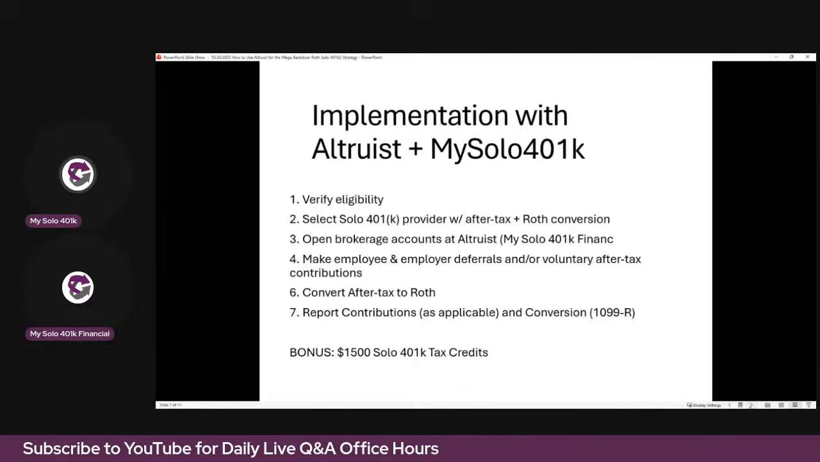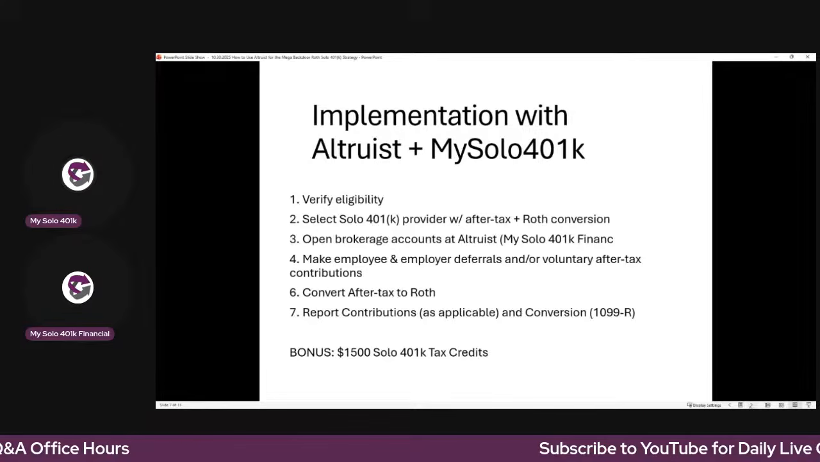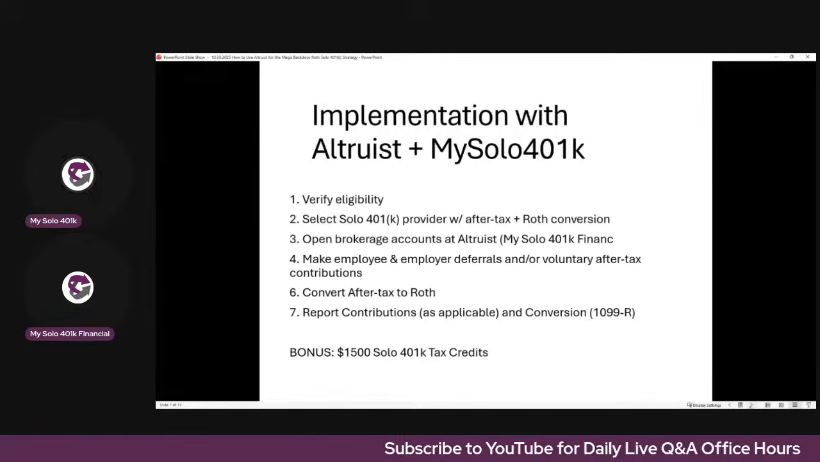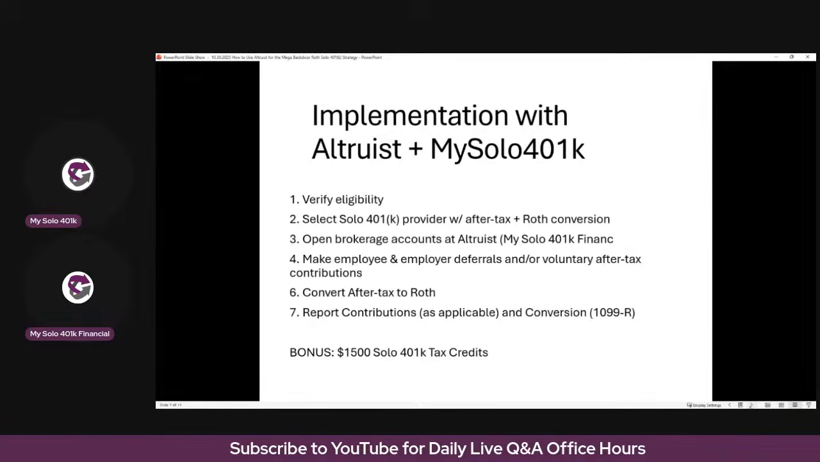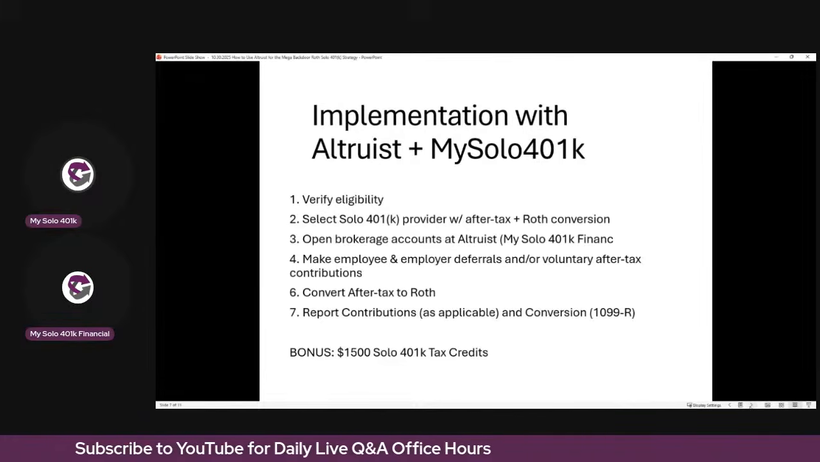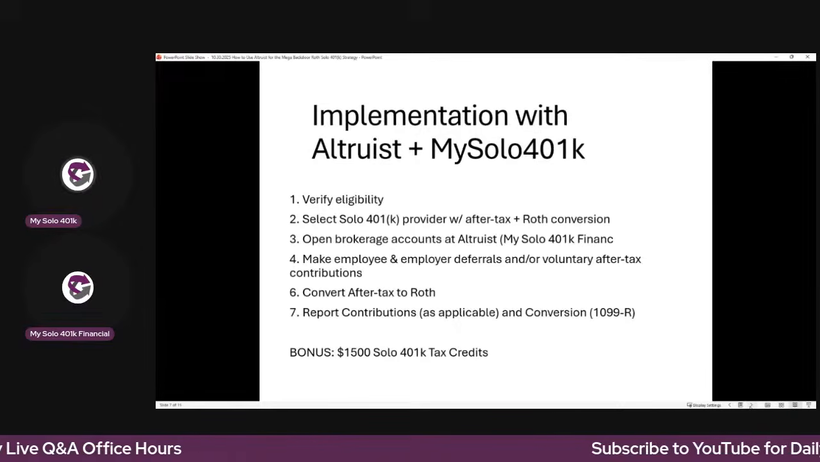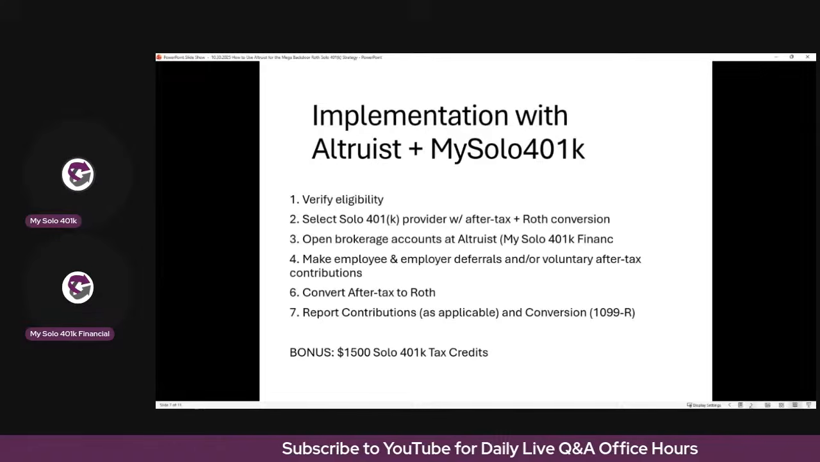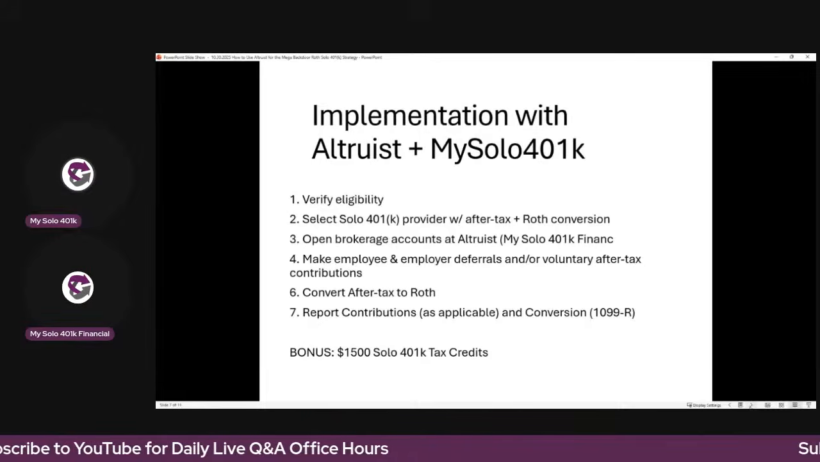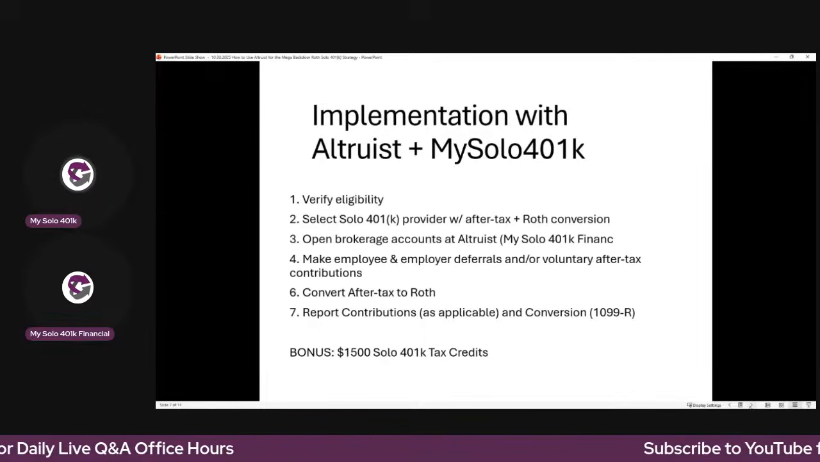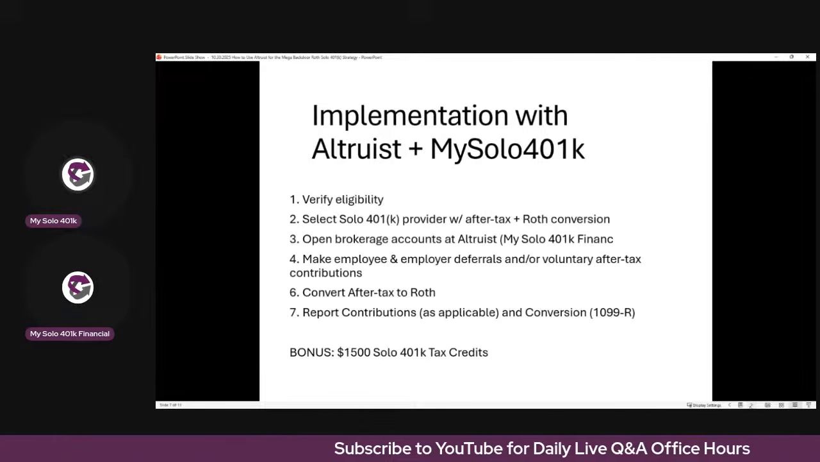And then lastly, just to highlight, one of the bonuses of setting up a solo 401k through My Solo 401k Financial is that it'll make the self-employed business or individual eligible to claim $1,500 in solo 401k tax credits. That's $500 per year for 3 consecutive years. And these are tax credits, not just tax deductions. So it's a dollar for dollar reduction in the individual's tax liability. So setting up our plan, we will automatically draft the plan to make it eligible for the tax credits.